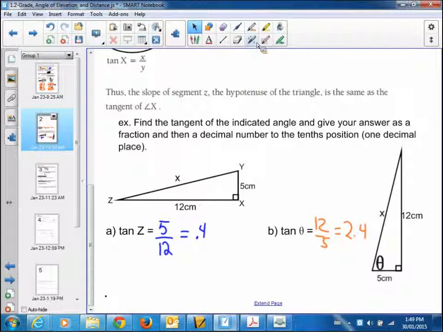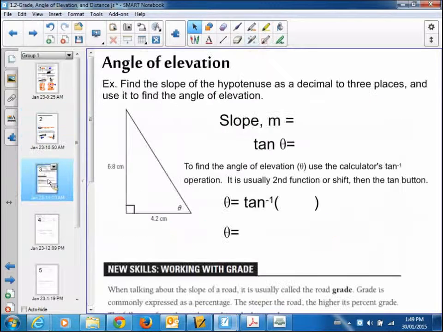Let me just check you on some. It's 2.4. Good. Did you have 2.4? Okay, good. We'll flip ahead a bit. Then, angle of elevation. Let me just see. Then we're okay. Good. Only a little bit left to do.